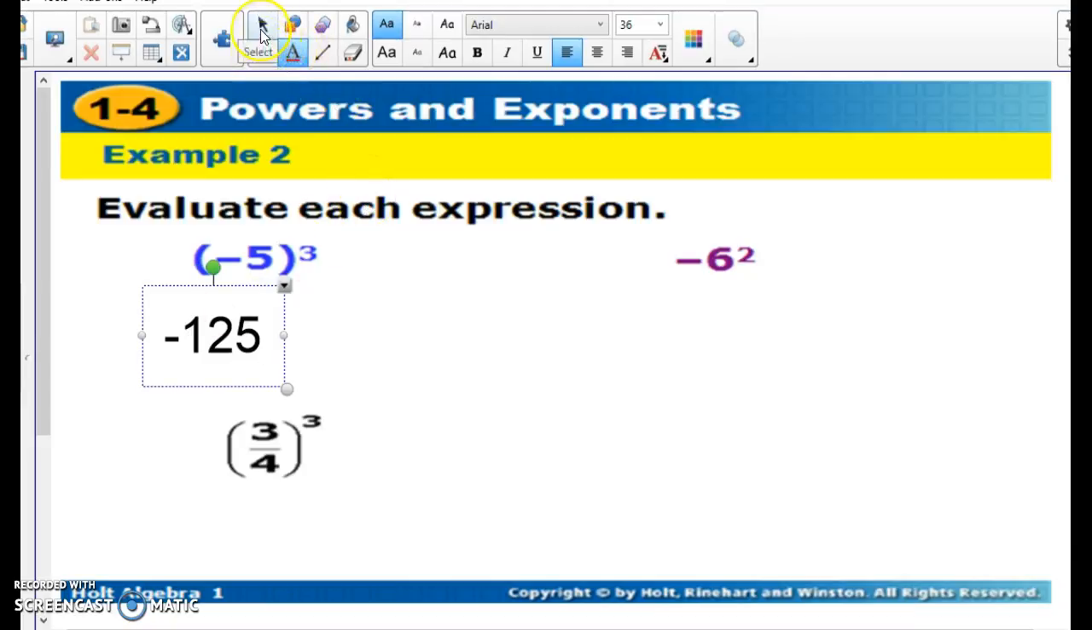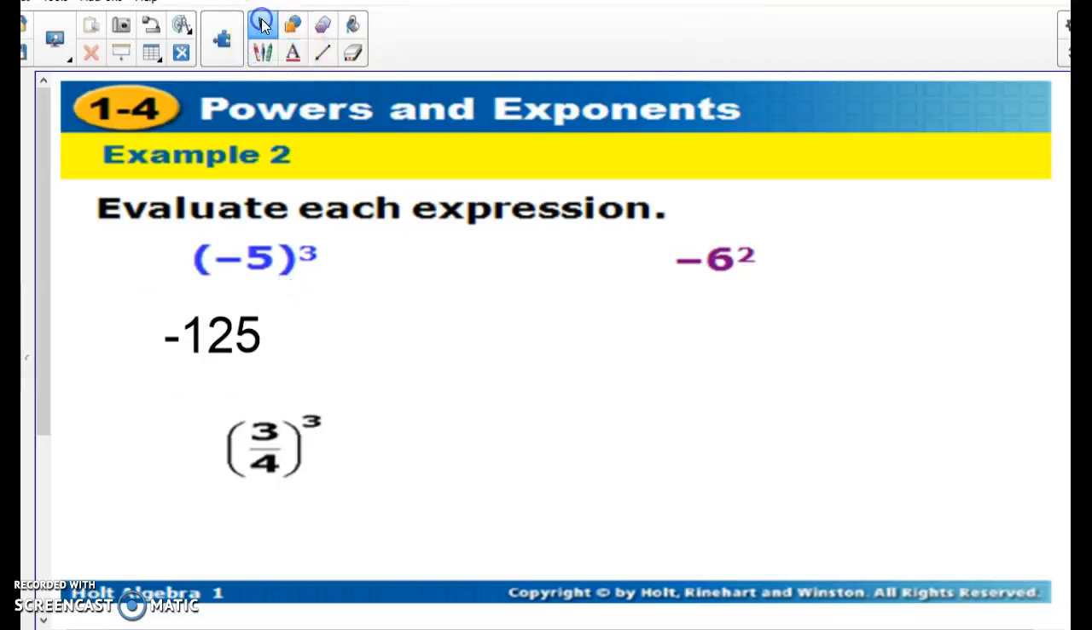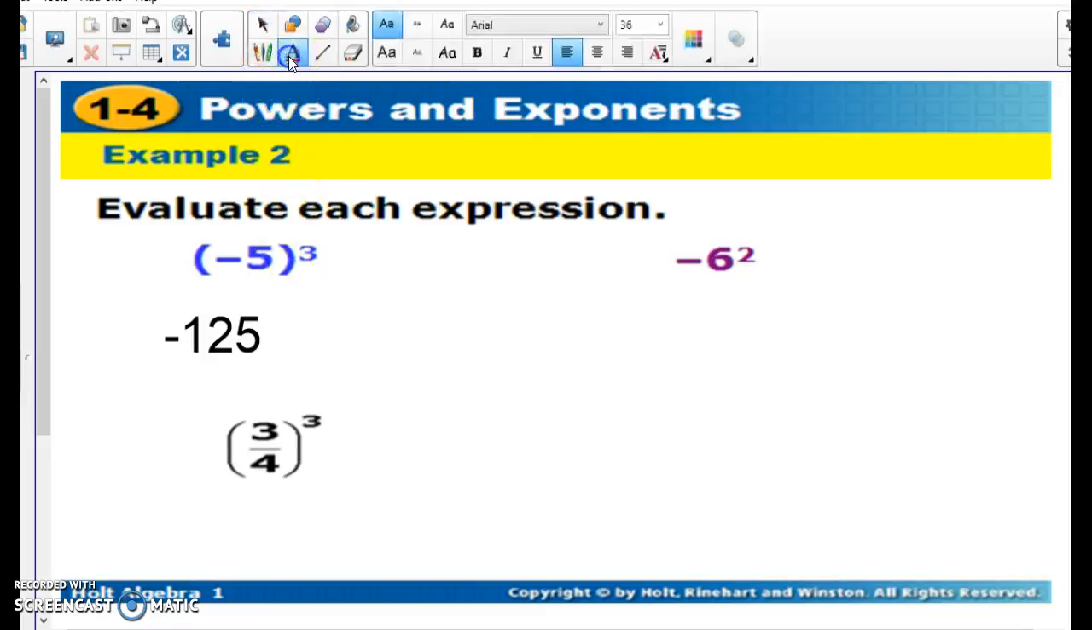Okay, let's skip that -6 squared for a second and go down to this fraction one. So I have 3/4 to the third power. That really just means 3/4 times 3/4 times 3/4. So that's really going to mean 3 times 3 times 3, which is 27, over 4 times 4 times 4, which is going to be 64. So fractions look a lot scarier than they are. You're really just taking 3 times 3 times, and 4 times 4 times.